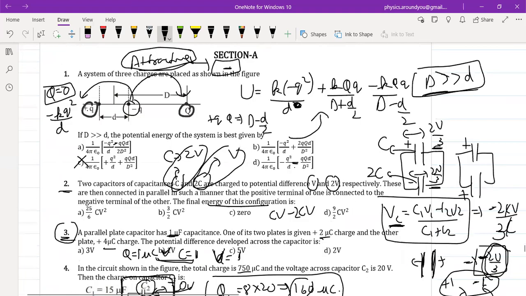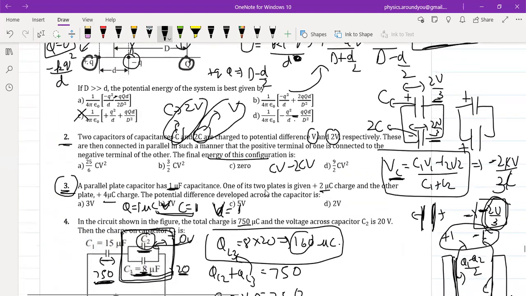I hope you have had good number of insights over here. Like we have made approximations, we have developed techniques, especially voltage divider and charge distribution on a pair of given metallic sheets or conducting sheets.